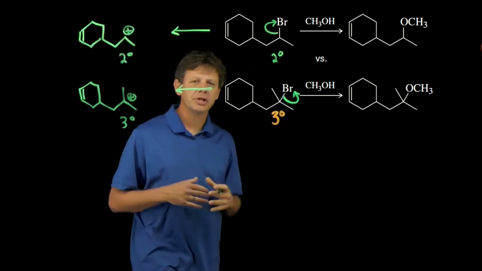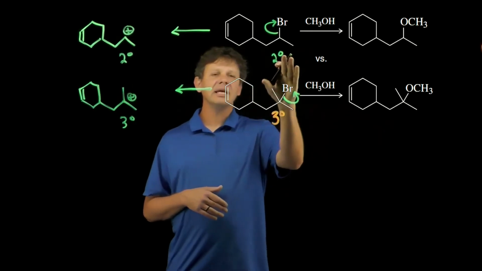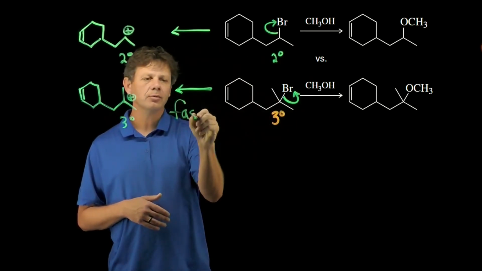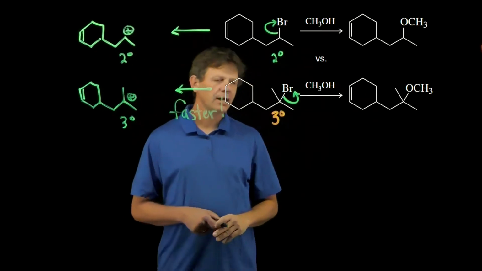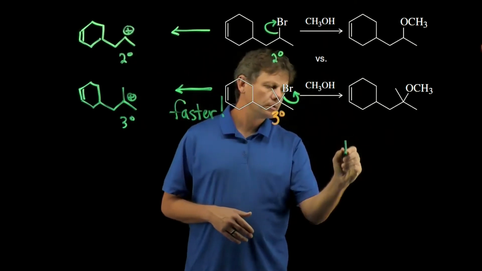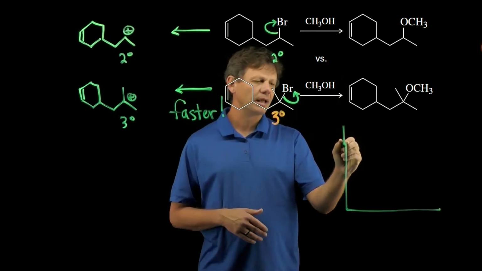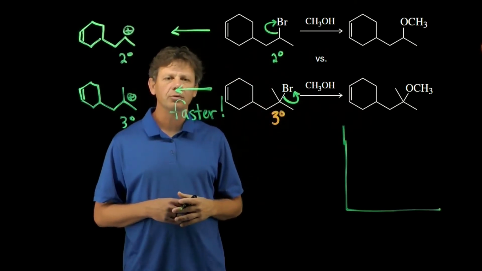We know that the tertiary carbocation is more stable, and so our expectation is that the tertiary is going to be the faster reaction. How can we justify that on a reaction coordinate diagram? Well, we're going to make an assumption that the two start at approximately similar levels. Maybe not exactly true, but it helps us tell the story here.